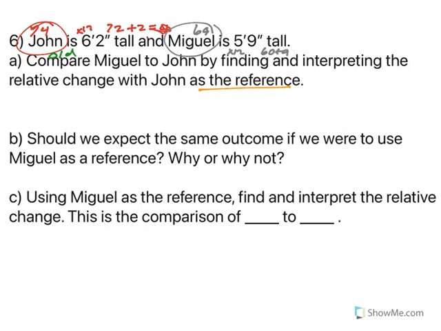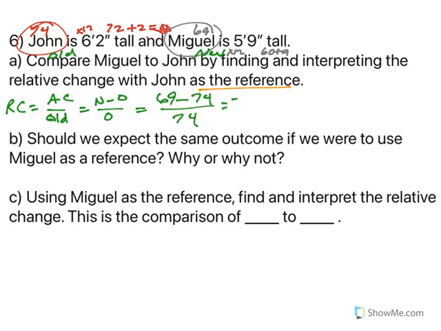Now, John is the reference. So John is old, Miguel is new. Relative change is absolute change over the old, which means new minus old over old. So I'm going to take Miguel, 69 inches, minus John, 74 inches, all over the old, which is John, 74. So I get negative 5 over 74, which comes out to be negative 0.068. So as a percentage, that's like 6.8% shorter.